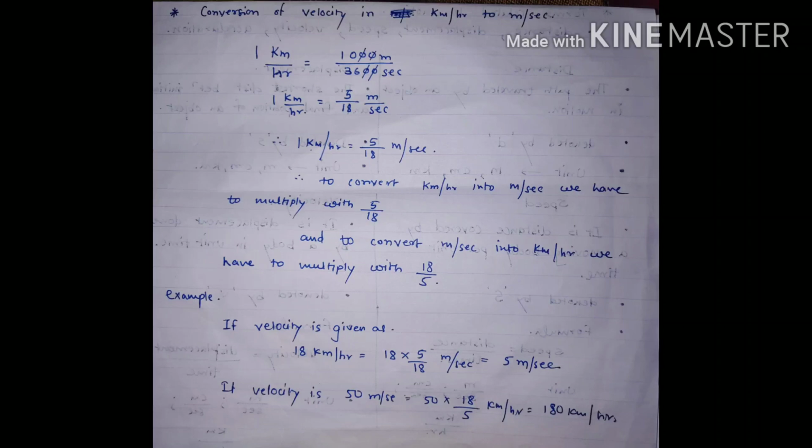We have also given you two examples. In the first case, the velocity of the object is 18 km per hour, and to convert it into meter per second, we have multiplied it by 5 by 18. The answer is 5 meter per second. Therefore 18 km per hour is equal to 5 meter per second. And in the second case, the velocity is given in meter per second, which is 50 meter per second. To convert it into kilometer per hour, we have multiplied it by 18 by 5. So 50 into 18 by 5 is equal to 180 kilometer per hour. Therefore 50 meter per second is equal to 180 kilometer per hour.